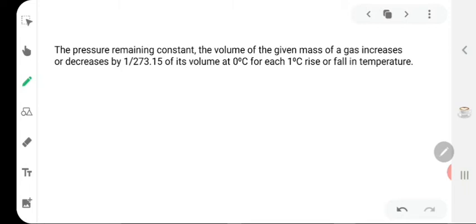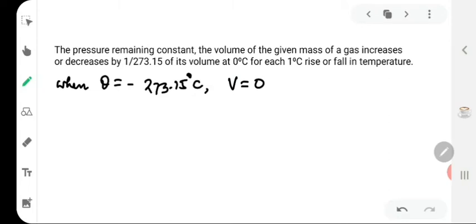Now, from this we can conclude that when theta is equal to minus 273.15 degrees Celsius, volume of the gas will become 0. And if the gas is cooled to a temperature below minus 273.15 degrees Celsius, the volume will become negative. Now, since the volume of the gas cannot be negative, minus 273.15 degrees Celsius is the lowest temperature that can be reached.